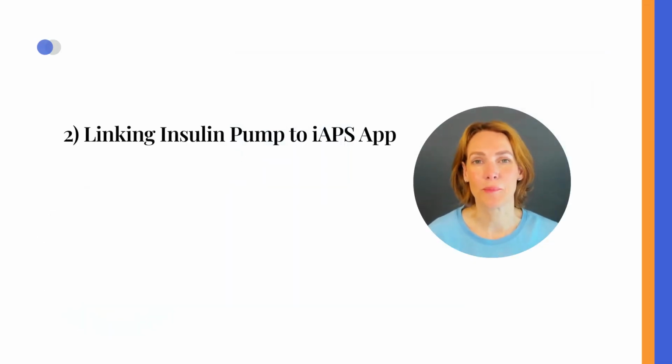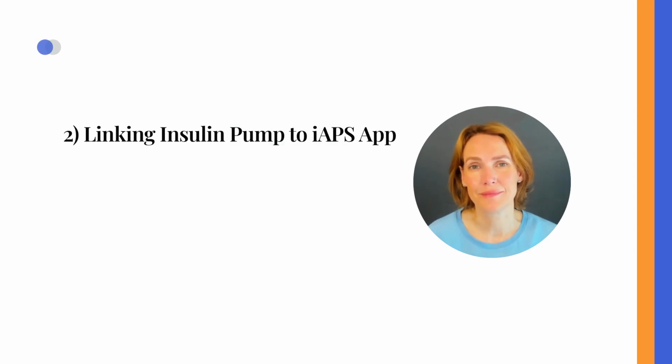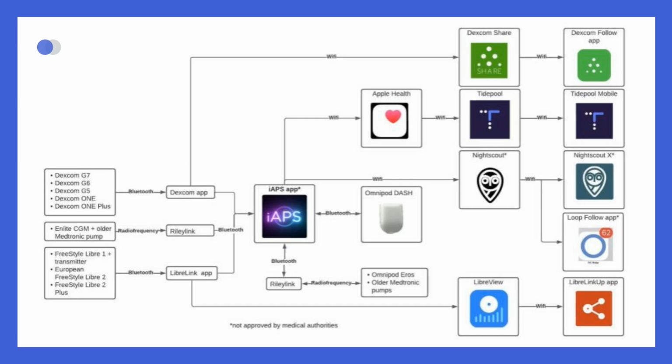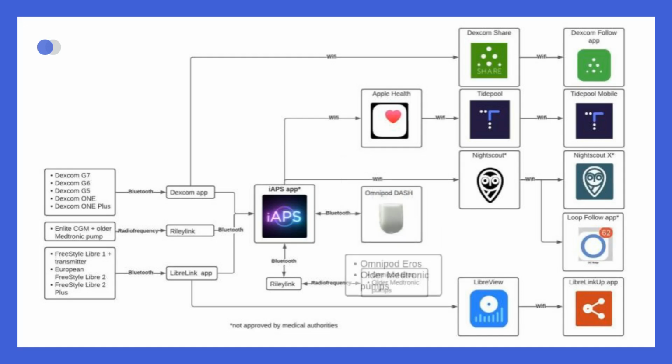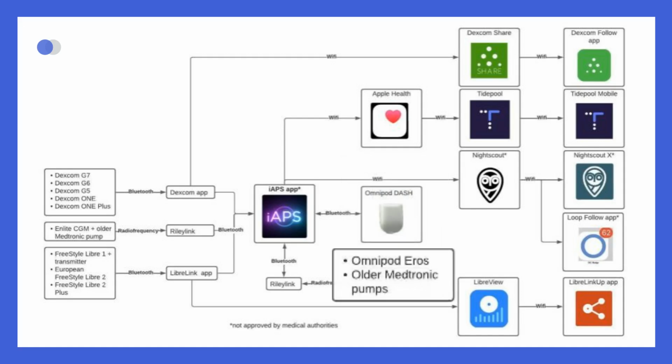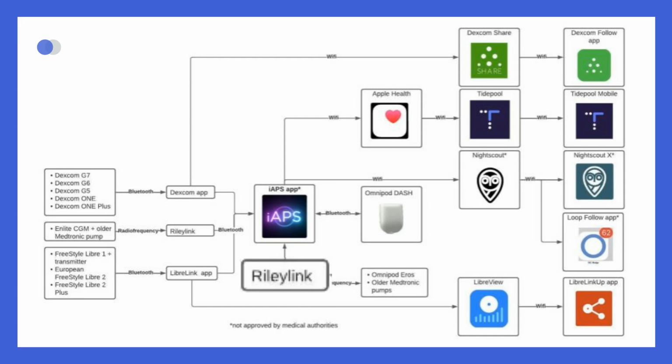2. Linking your insulin pump to the iAPS app. Most people will use iAPS with an Omnipod Dash insulin pump. If you want to use Omnipod Eros or an older Medtronic pump, you'll need to use a RileyLink. We'll show the process of linking an Omnipod Dash pod.